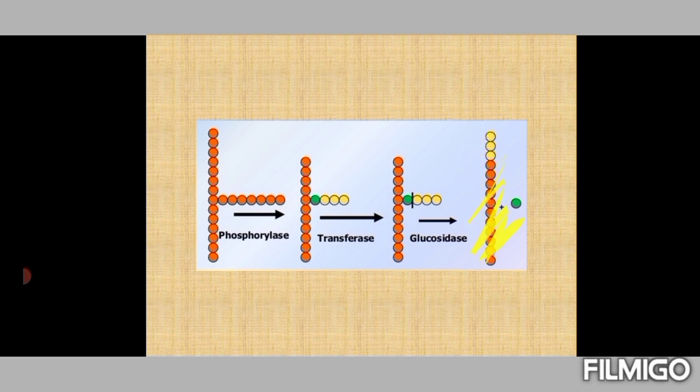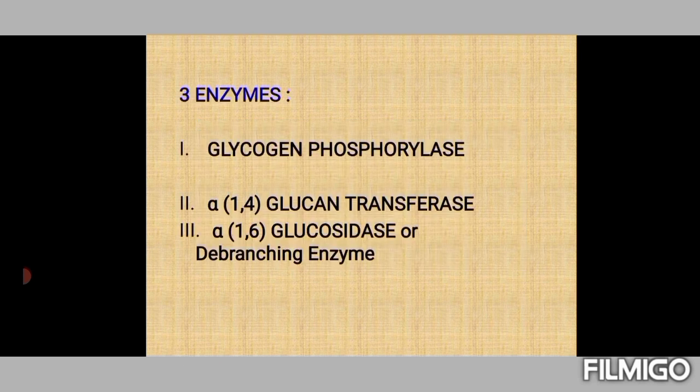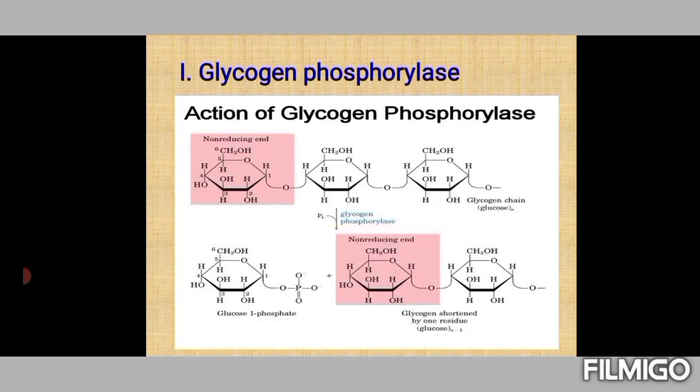Glycogen phosphorylase, the most crucial first enzyme. Now, 3 enzymes are involved, as we saw. Glycogen phosphorylase, the most crucial, rate limiting enzyme. The second one is alpha-1,4-glucan transferase. The third one is alpha-1,6-glucosidase, or the debranching enzyme. This is the actual work carried out by glycogen phosphorylase. Obviously, it acts on the non-reducing end of glycogen, producing glucose 1-phosphate, and it reduces glycogen by 1 unit.